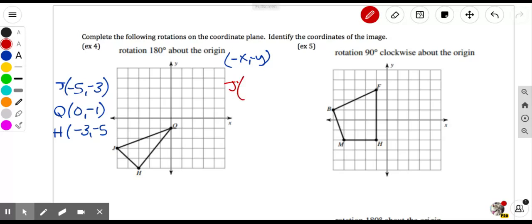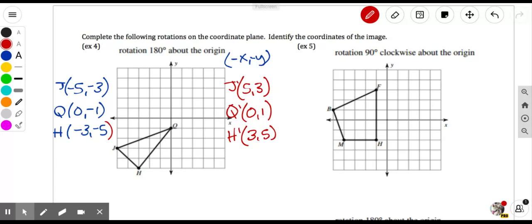So J prime, I'm going to take -5, -3 and change both of their signs. So it's going to be 5, 3. Q prime, change both of their signs. Well, 0, you can't change the sign of 0, but there you go. 0, 1. And then -3, -5 would be 3, 5.